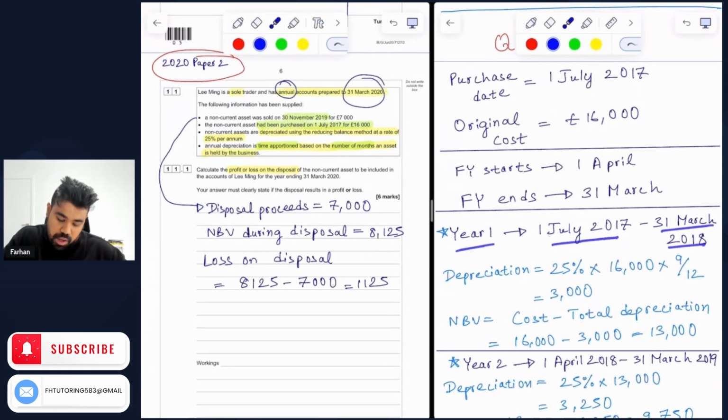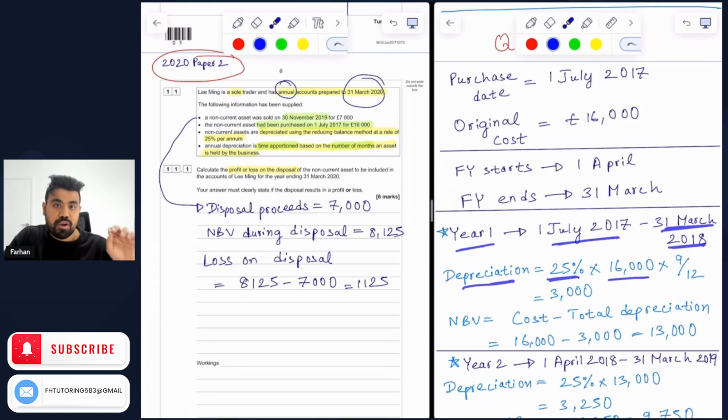The first year of usage for this asset will be from 1 July 2017 and will end on 31 March 2018. So if you want to find the depreciation using the reducing balance method in the first year, what you have to do is simply take the percentage that is given to us, which is 25% in this case, and multiply it with the original cost. However, from 1 July 2017 until 31 March 2018, we have 9 months in total that the asset is being used for the financial year ending 31 March 2018.